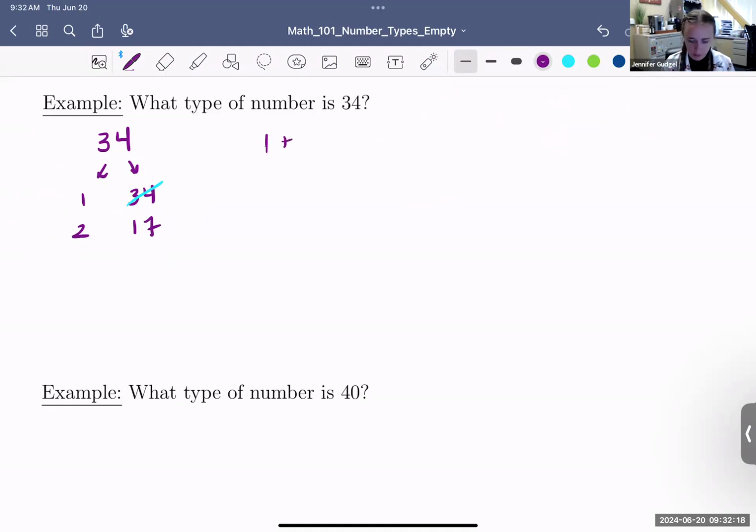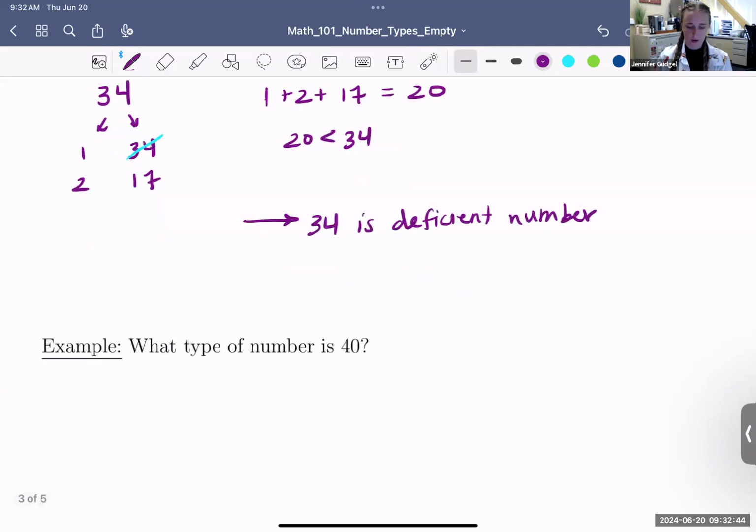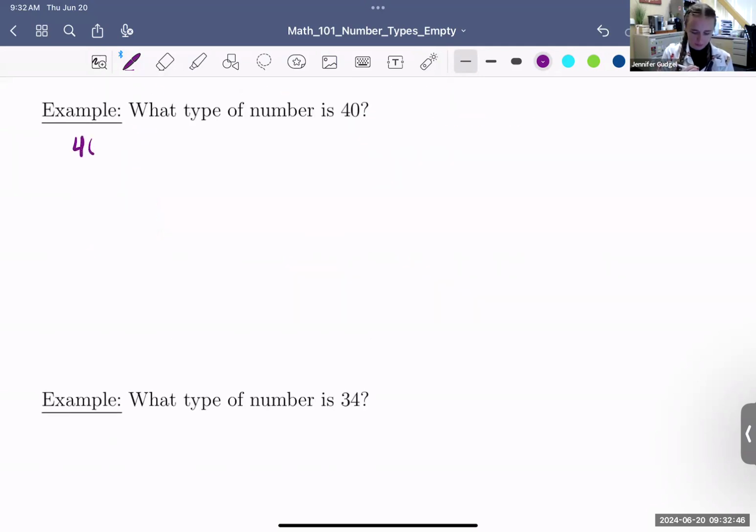Now, to get back to the problem at hand, we need to add together our proper factors, 17, 18, 19, 20, and compare that number to the original itself. 20 is smaller than 34. Therefore, 34 is a deficient number. The sum of its proper factors is smaller than the number itself. And I'm going to do 40 in the same video.